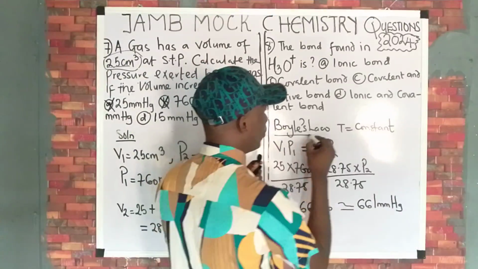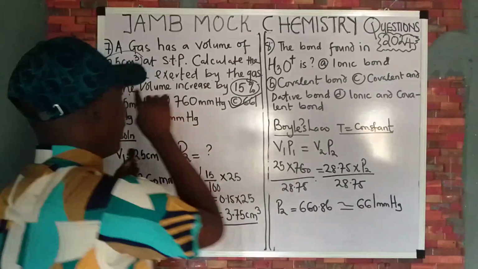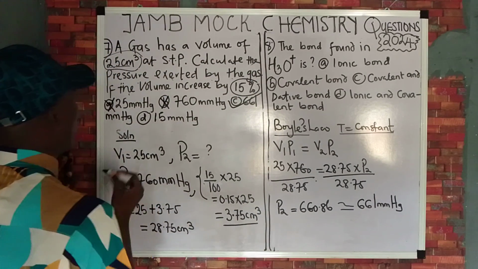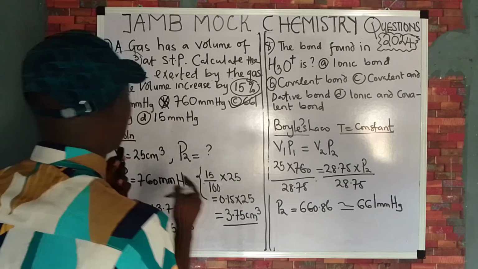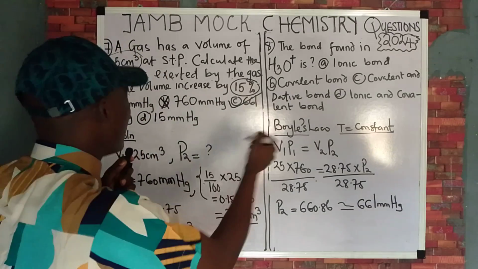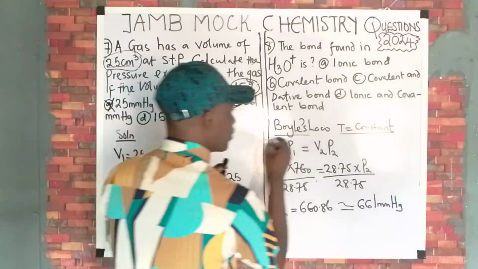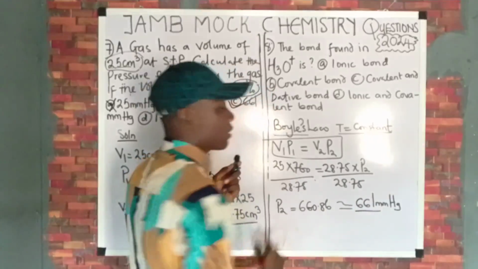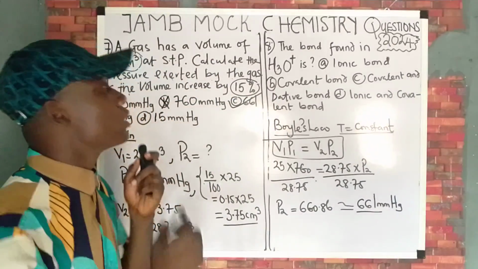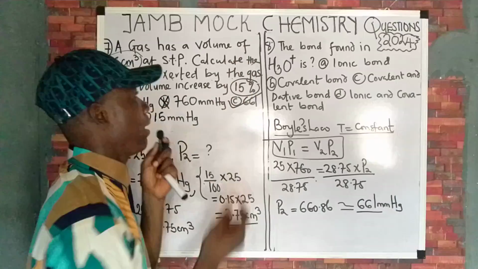Remember, in Boyle's law, your temperature remains constant. So if I may paraphrase this question, it means that we are to calculate the pressure exerted by the gas if the volume increased by 15% at constant temperature. So at constant temperature, this condition is imposed on the gas law, and that will give you your answer, 661 millimeter of mercury. That's so interesting. Let's take question number 8.